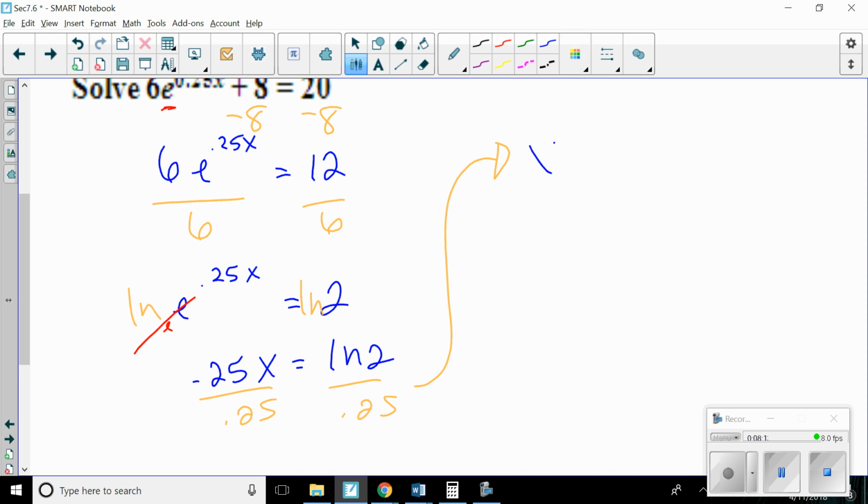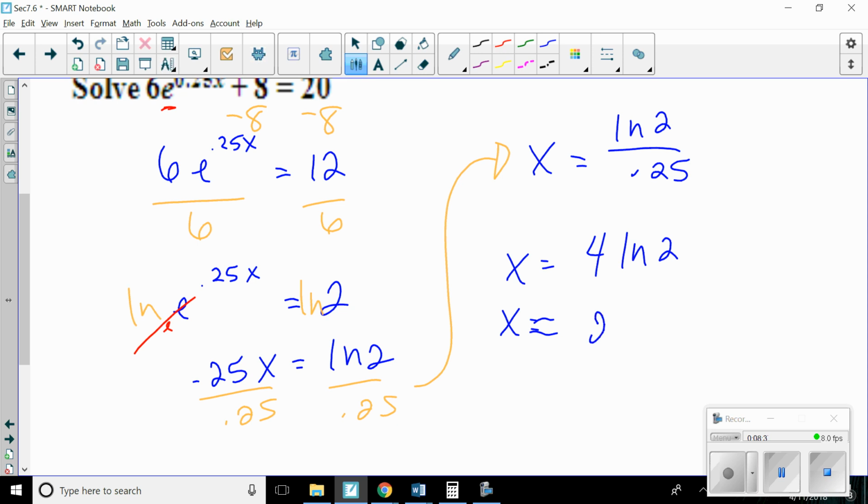So our x value is equal to the natural log of 2 divided by 0.25, which is the same as 4 times the natural log of 2. So again, you can put that into your calculator using the natural log button. And x is approximately equal to 2.773.